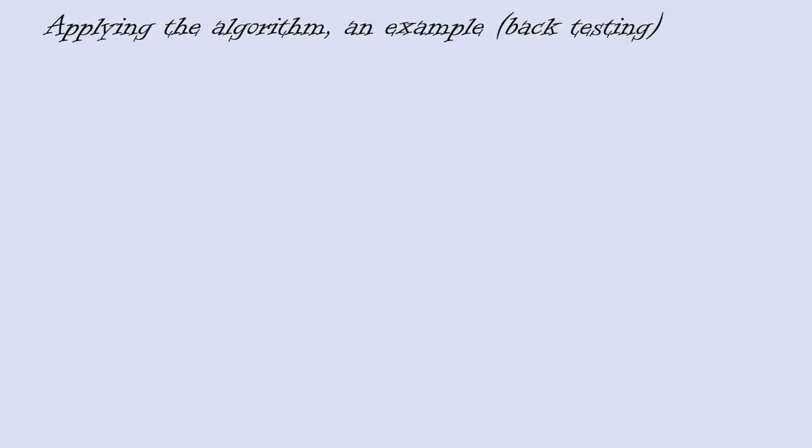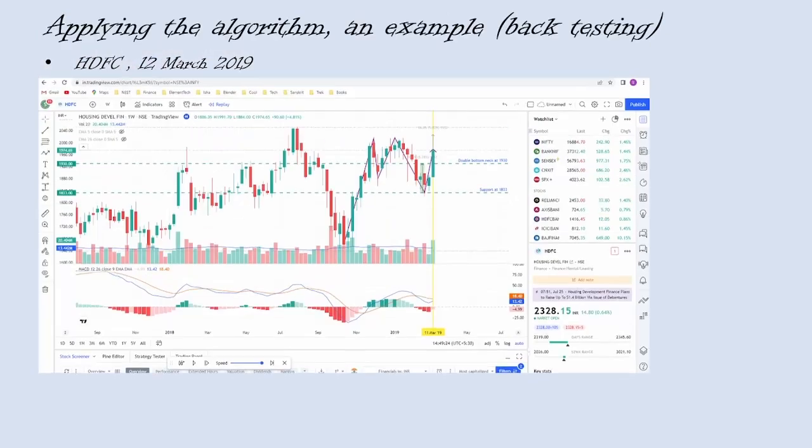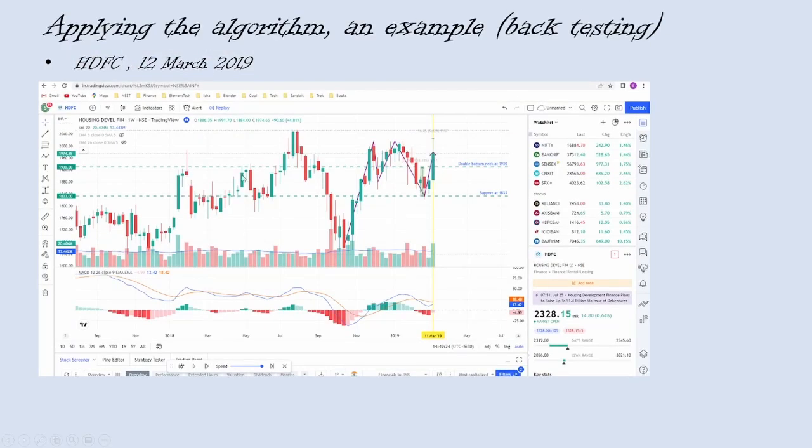Now, if we apply this algorithm to an example, for example, if we take HDFC on 12th March 2019, if you look at my mouse cursor, if you see the weekly time frame, which is the primary or the tide time frame, the stock has gone up, gone down, up, down, and now it is showing signs of reversal. You can see even in the weekly time frame a sort of a double bottom getting formed here, right?